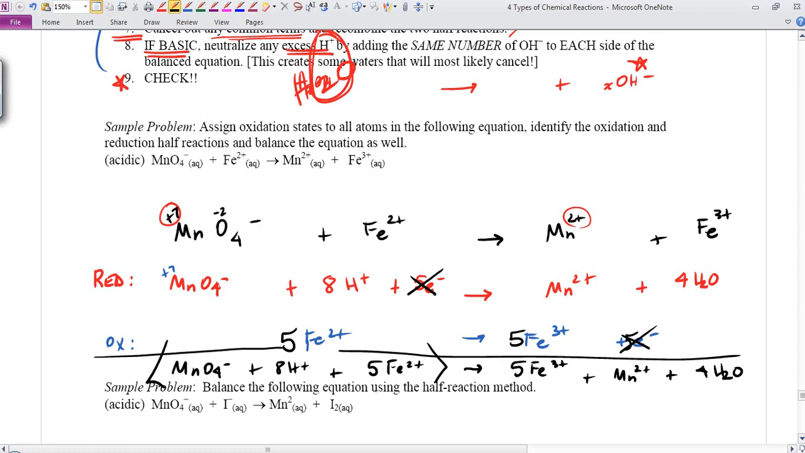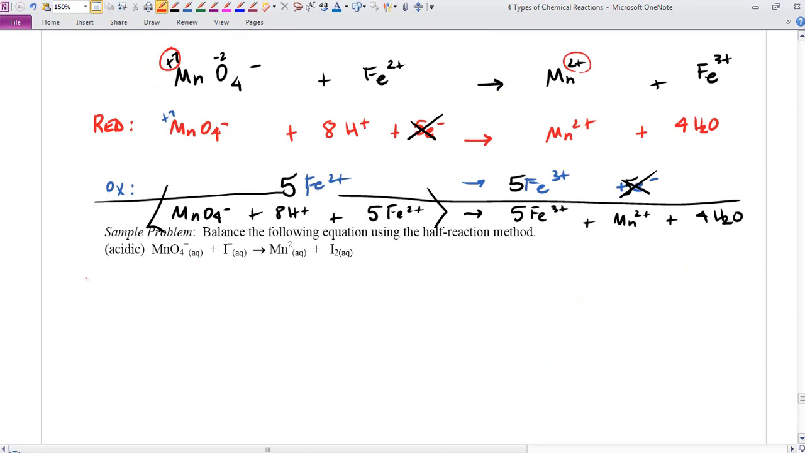So what is the total there? Isn't that 17? And then what do I have over on the right? 5 times +3, so that's +15, and another +2 is 17. So voila, we are balanced. And there you have it.